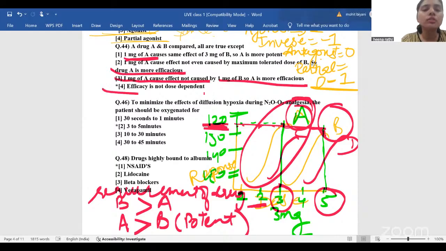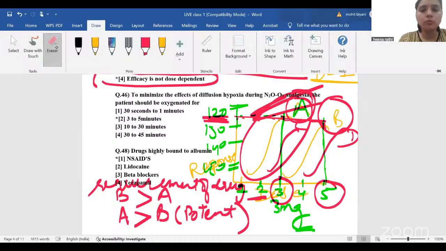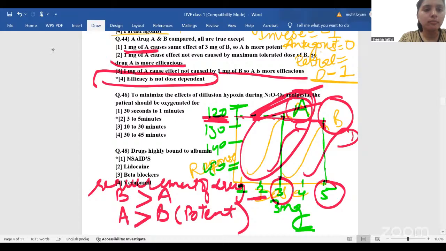Efficacy is not dose dependent? No, the efficacy is dose dependent. When we increase the dose of a drug, suppose a drug is giving the effect at a lower amount, then it has more efficacy, it is more efficient. Not able to clean it, so we'll just move forward like this only. We'll just move towards the next question.